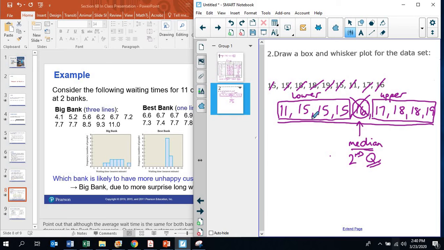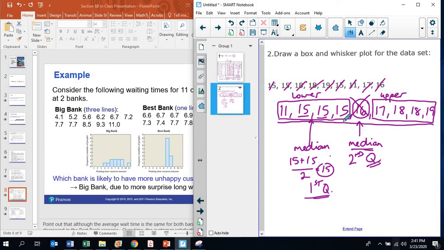And now we take the median of our lower half. Well, we've got 4 numbers, so there's no middle number, right? What do we have to do? To find the median, we take the average of the middle 2 numbers, 15 and 15, they happen to be the same. And so 15 is our median, and that's known as our first quartile because it breaks the bottom half into 2 smaller halves.